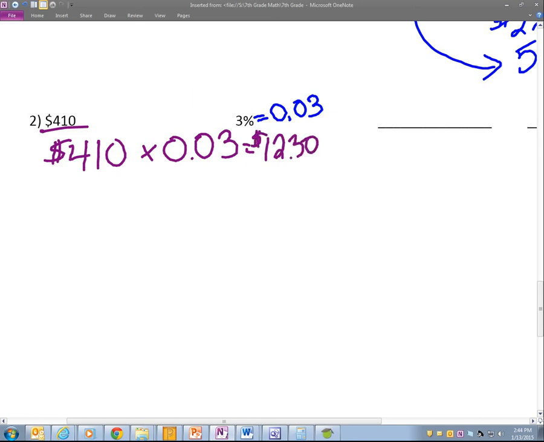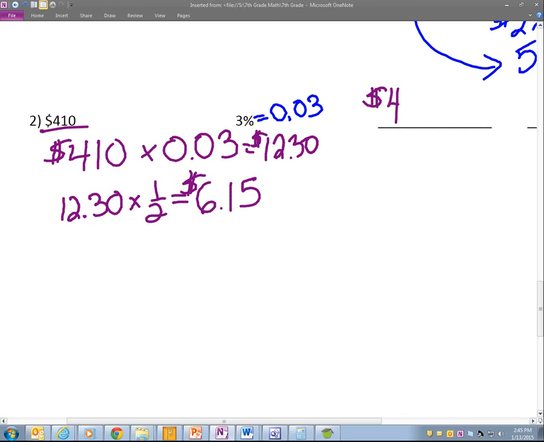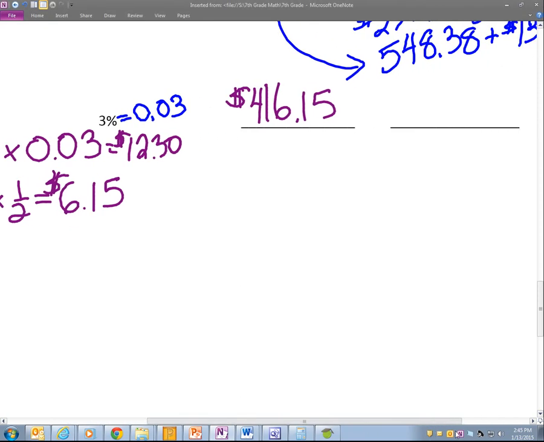But that's for the year, and I want to find it semi-annual. Semi-annual is once every 6 months, so I have to make that into 6 months, which is going to be $6.15 added on. So I add that $6.15 to my original amount, which is $410, and I have $416.15. Now the part where people will get confused and have been getting confused: now I have that $416.15. That's how much money is in the bank right now. That's how much is in my balance.